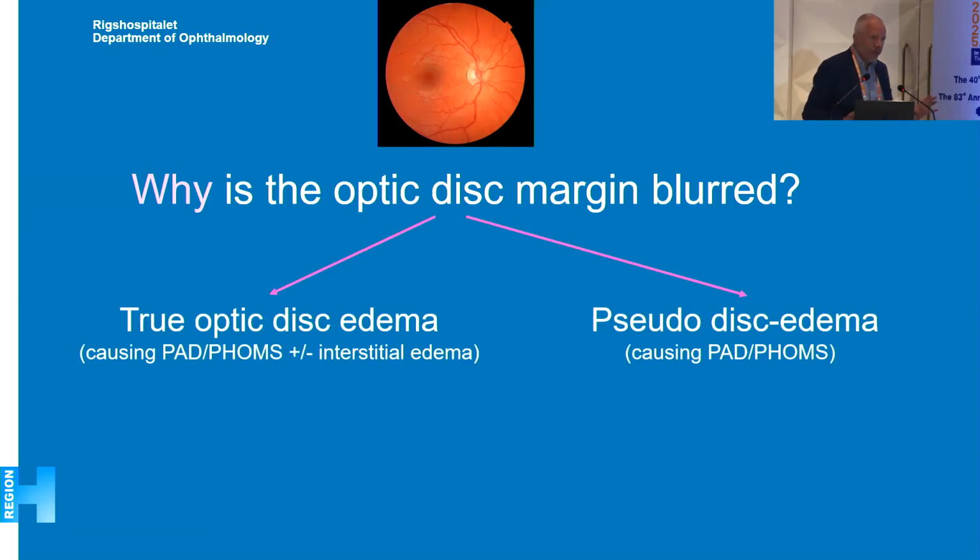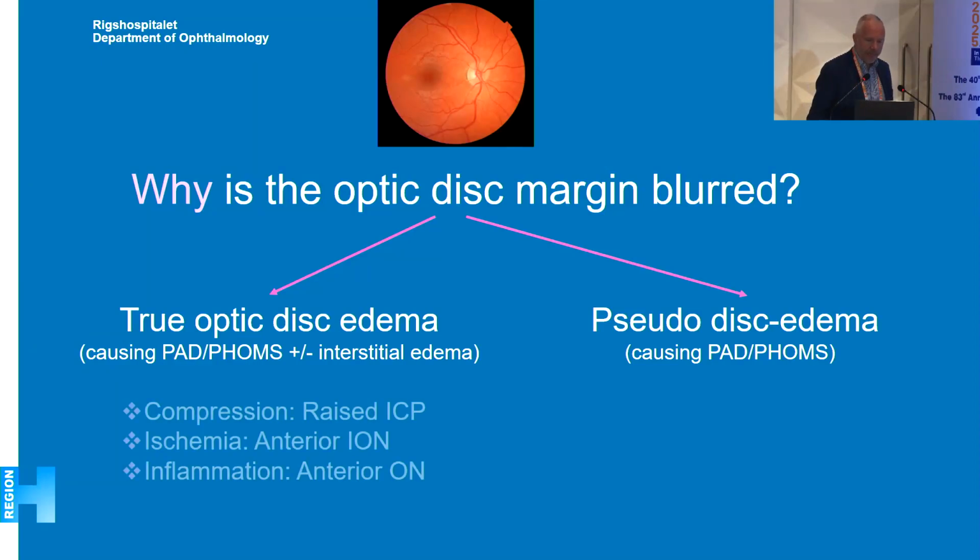So there are two situations. Either you have a true disc edema or you have a pseudo disc edema. In case of a true disc edema, you have the PAD or FARMS, but you also sometimes have the interstitial edema. And in the pseudodisc edema, you only have the PAD and the FARMS. These are the ones causing the pseudoedema. It's not the drusen themselves, it's the PAD or the FARMS.